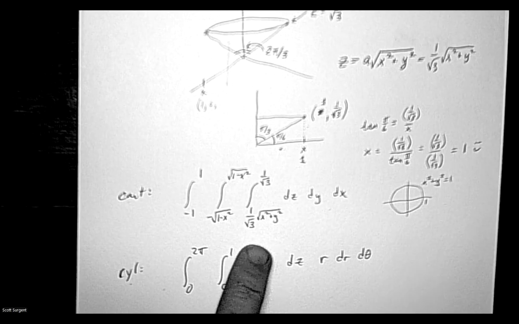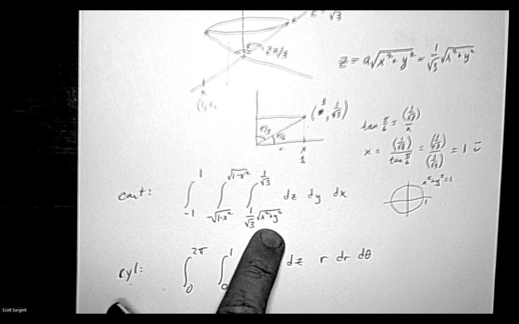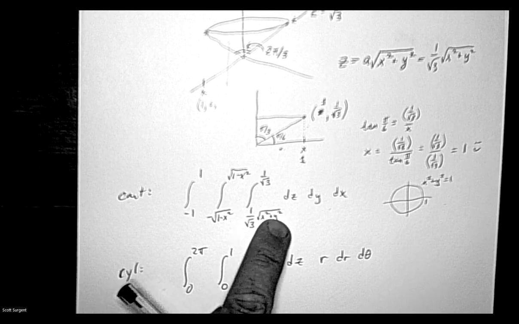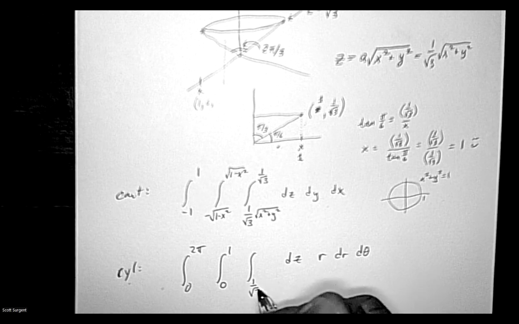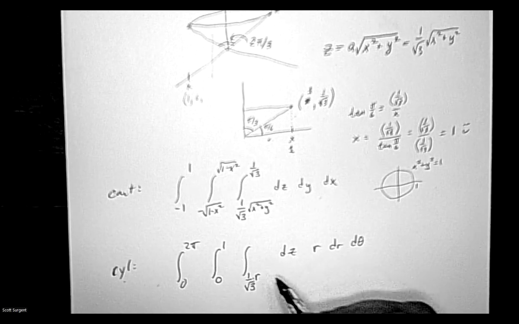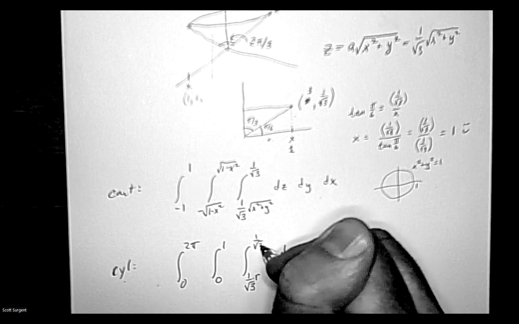The z bounds, well, I'm going to work with this stuff right here. X squared plus y squared is r squared. Square root of that is just r. So you just have 1 over rad 3 times r, the whole thing times r. And then this doesn't change.